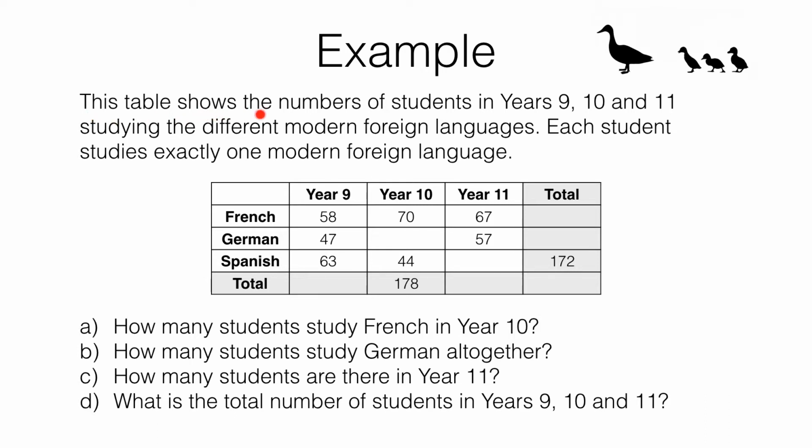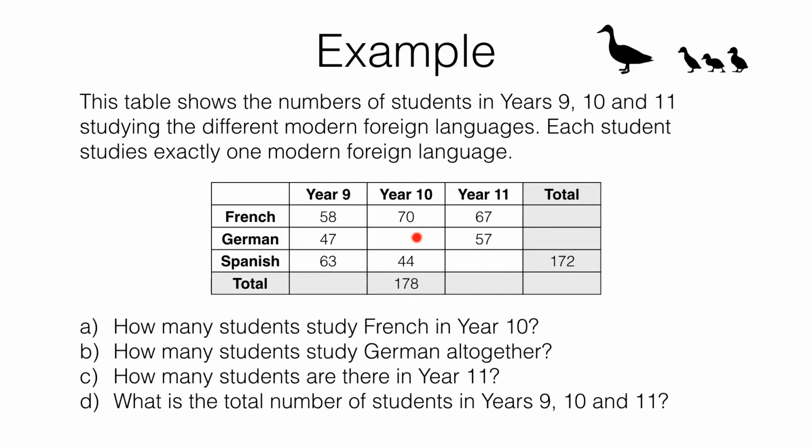This table shows the numbers of students in years 9, 10 and 11 studying the different modern foreign languages. Each student studies exactly one modern foreign language. So we have columns for years 9, 10 and 11, and a total column, and rows for each of the three languages, French, German and Spanish, and a total row. For the purpose of this example, I want to ignore these questions to start with, and just focus on the table.